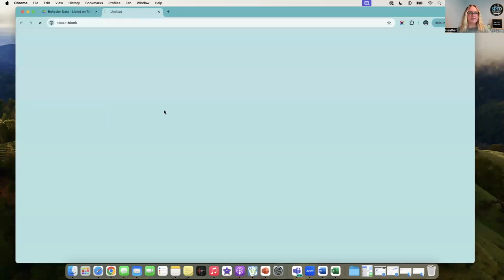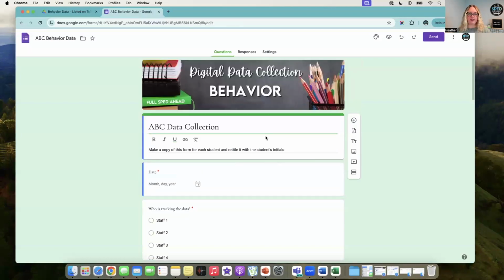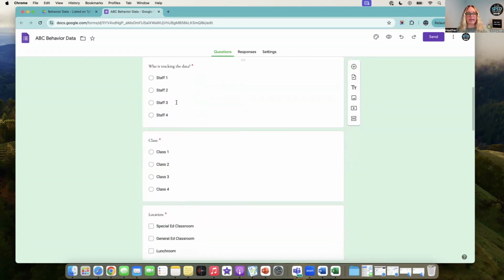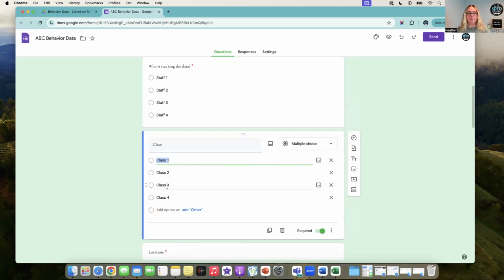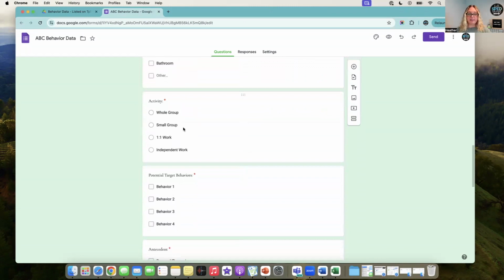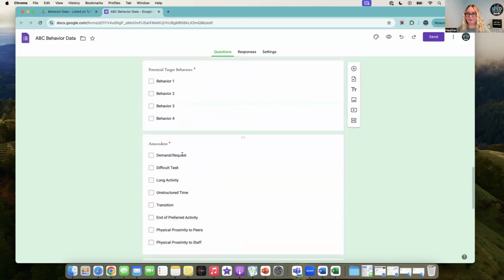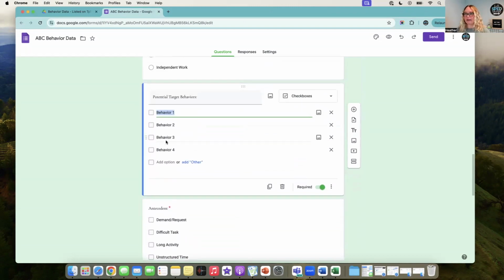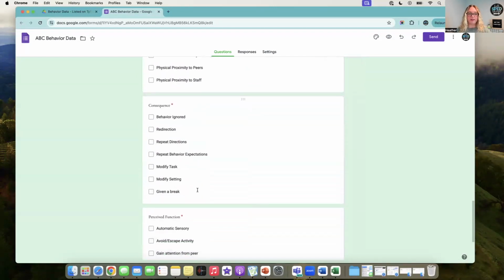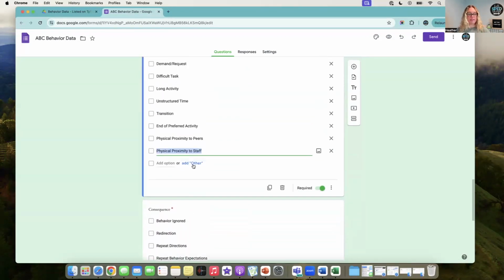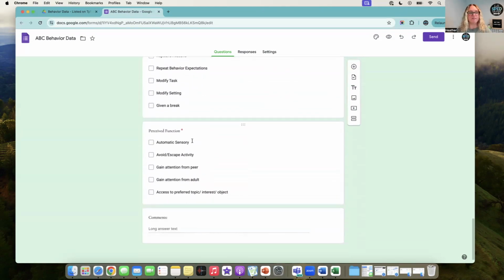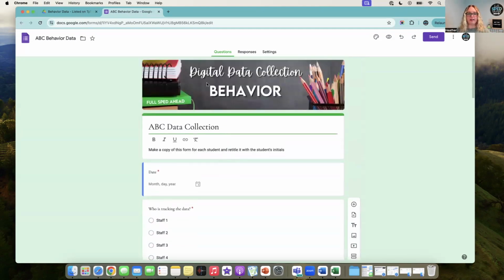So let's show you what these actually look like. This is the ABC data that you're looking for. It has the date, staff tracking, the class. You would edit all of these to put everybody's names in there, what class you're tracking the behavior data in, the location, any activity that it was happening in, potential target behaviors that you're looking at. Maybe it's physical aggression, kicking, hitting, spitting, desk throwing, whatever it is. Antecedent, what was happening before it. Obviously, you can add more here, or just keep an add in other. Consequence, what happened after, and what are we perceiving the function to be? So again, you're just taking ABC data. That's what that one looks like.